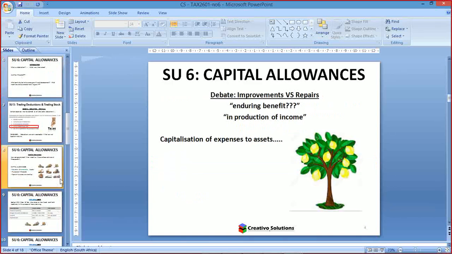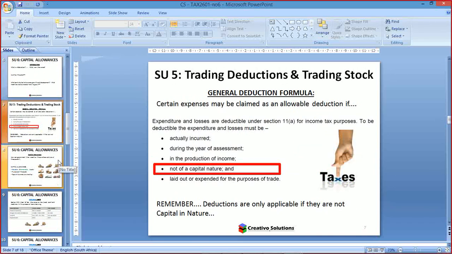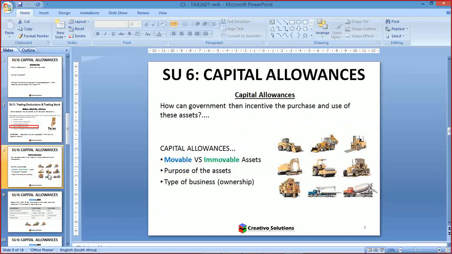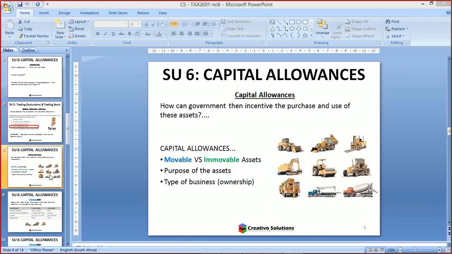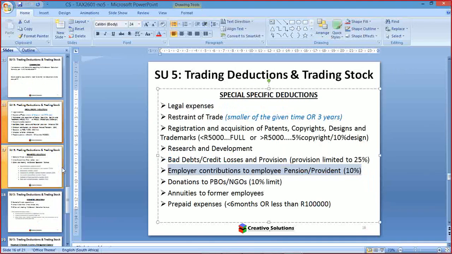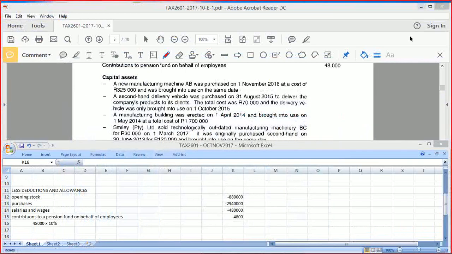Tree and the food principle. Yes, sir. Okay, so you look at the general deduction formula. Obviously, this could be seen as what? Income or capital? I would say capital, sir. Capital allowance. Why do you say capital?